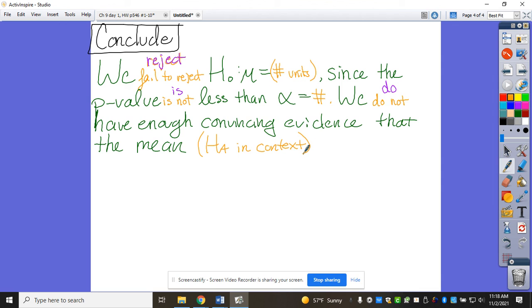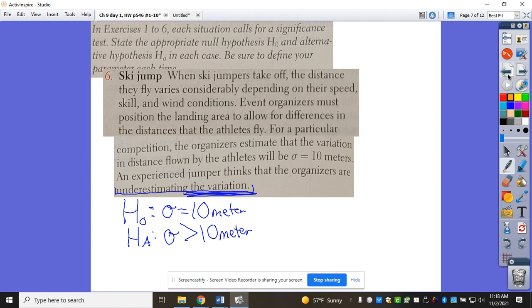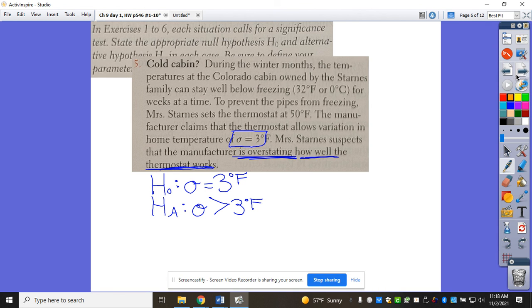And you can say direction or extension. So this one would be something like, here it would be, we do have enough evidence that the standard deviation is not greater than 3 degrees. So you actually plug it in there.